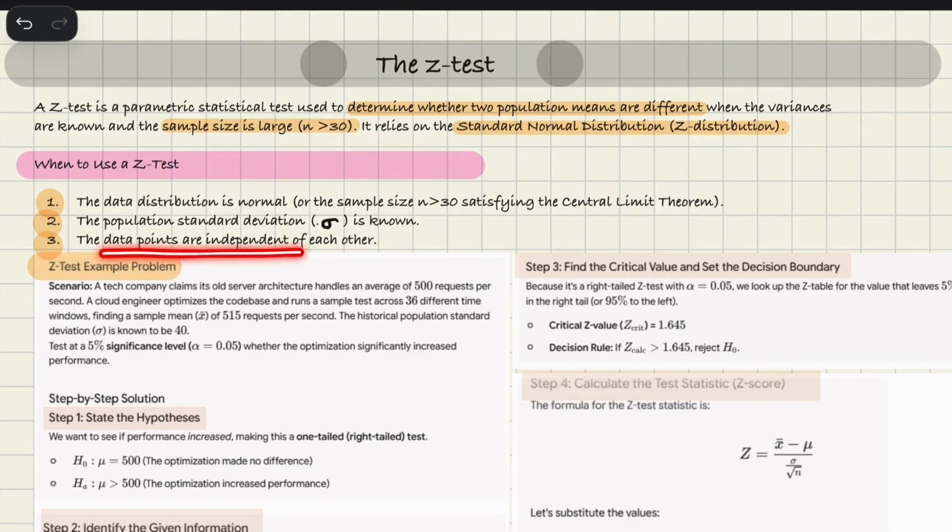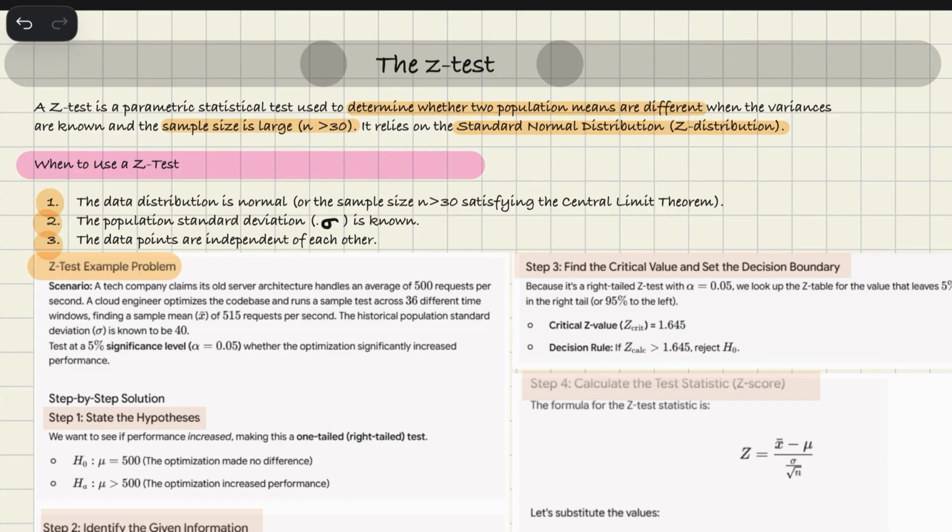be used. Then you have independent data points. So the data points must be completely independent of each other. This means if one person scores or one item measurement cannot influence the other. For example, testing the height of randomly selected students works, right? And testing the height of identical twins violates the independence because they are biologically related. So this is a very important point, that data points should be independent of each other.